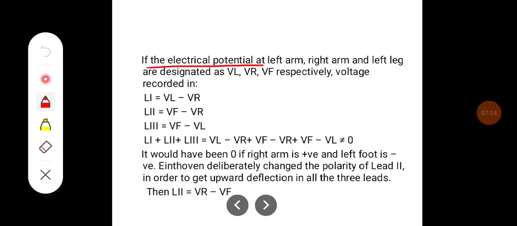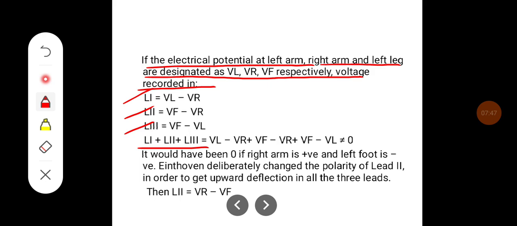If the electrical potential at the left arm, right arm, and left leg are designated as VL, VR, VF respectively, the voltage recorded in lead 1 will be VL minus VR, lead 2 will be VF minus VR, and lead 3 will be VF minus VL. And if you combine them together, the summated voltage will be equal to 0. It would have been 0 if the right arm is positive and the left foot is negative.